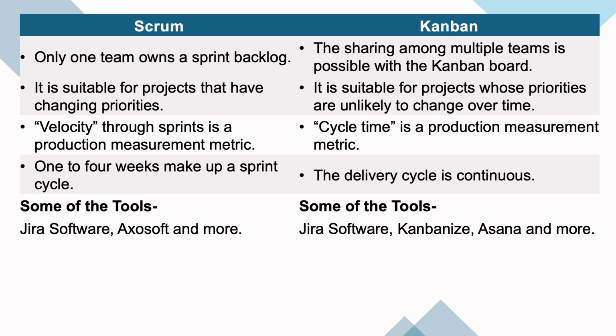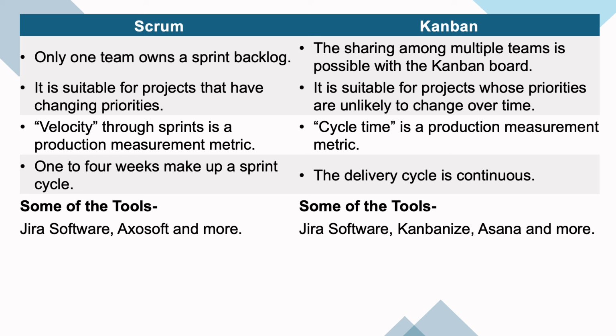Now, how can you measure the progress? In Scrum, we can measure the progress through velocity, that is the speed at which the work is done. And here in Kanban, the measurement metric is the cycle time, the time taken for the work to be completed. In Scrum, 1 to 4 weeks is a sprint cycle. That is, a single sprint runs for about 1 to 4 weeks, and after that, the review is taken. And if the review is okay, then a new sprint is generated.